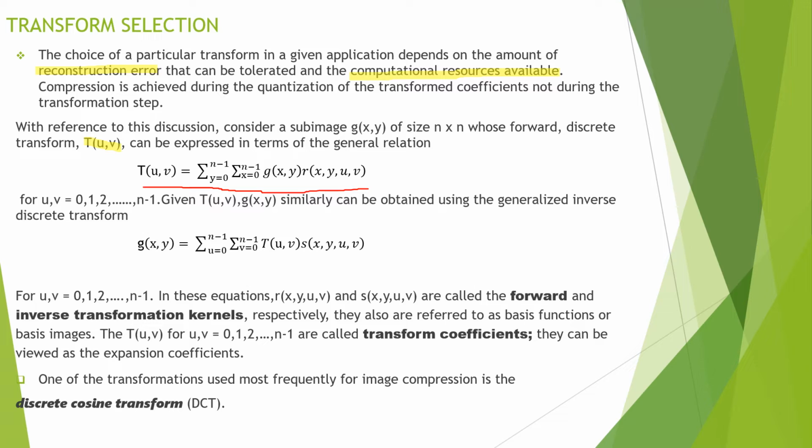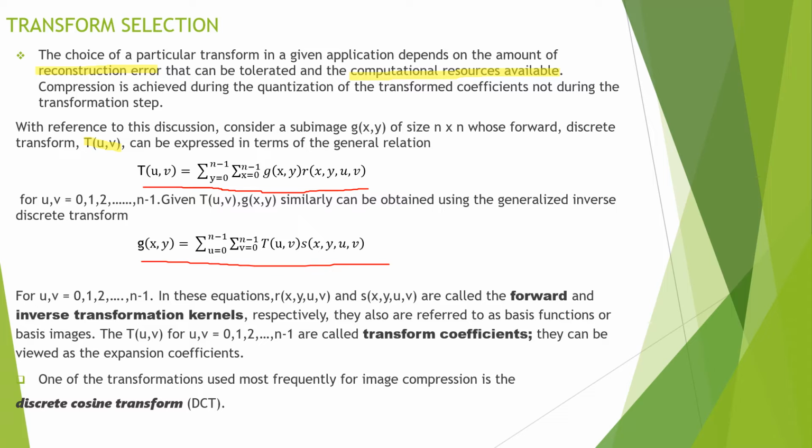For this given T of u comma v, g of x comma y can similarly be obtained using the generalized inverse discrete transform. So g of x comma y will be equal to sigma u equal to 0 to n minus 1, sigma v equal to 0 to n minus 1, T of u comma v, s of x comma y comma u comma v. Here also u comma v is 0 to n minus 1.